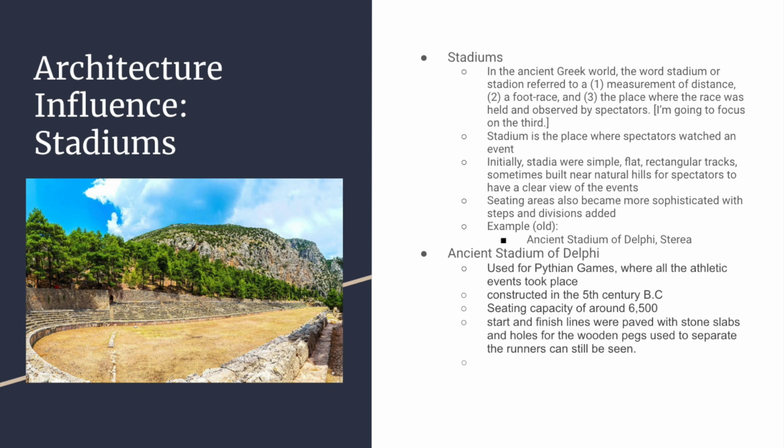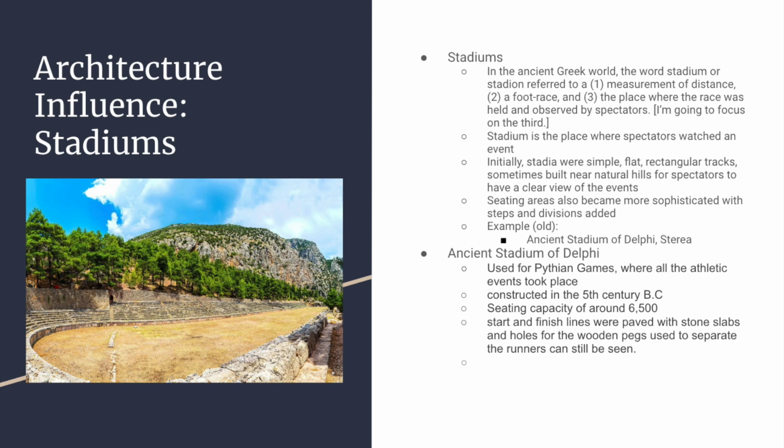This stadium was primarily used for the Pythian Games, which is one of the most significant athletic competitions of ancient Greece. It was held every 4 years in honor of the god Apollo, and it could seat around 6,000 spectators. The stadium's track, which is where the foot races took place, was usually paved with stone slabs. It was a smooth and level surface for the athletes. Wooden pegs were used to separate the runners and maintain order during the races, and the holes for these pegs can actually be seen today.